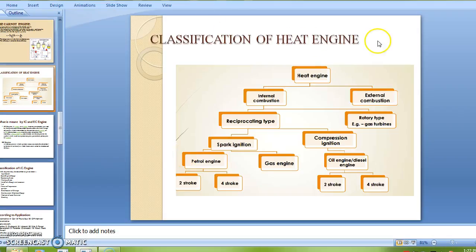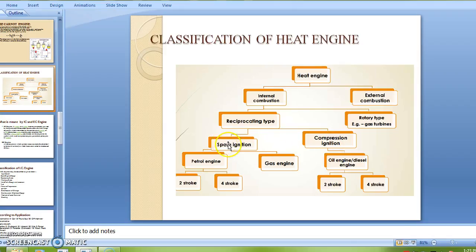Classification of heat engine. First, heat engine is mainly classified as internal combustion heat engine and external combustion heat engine. Again, this internal combustion heat engine is classified as reciprocating type and rotary type, for example gas turbine. Then this reciprocating type is again classified as spark ignition and compression ignition.